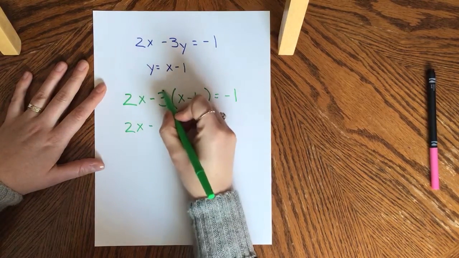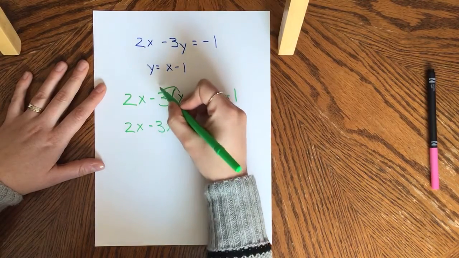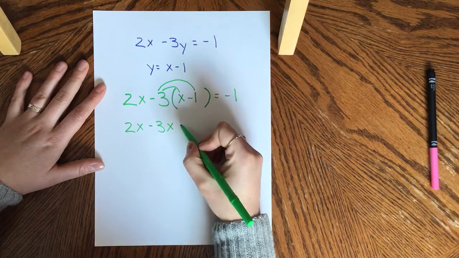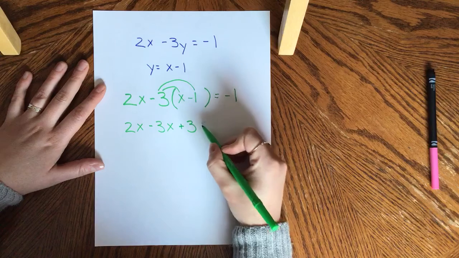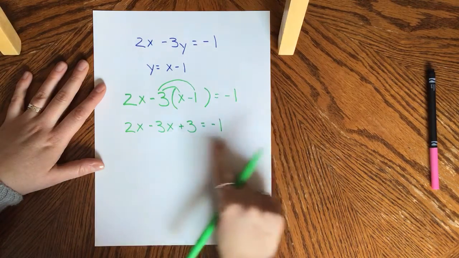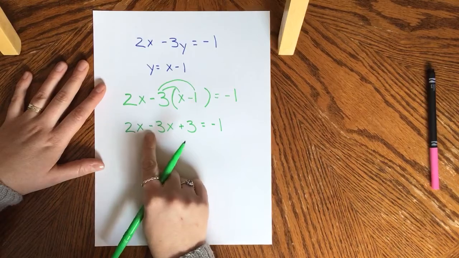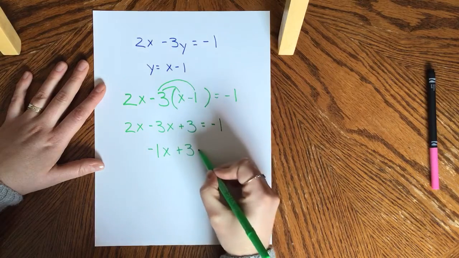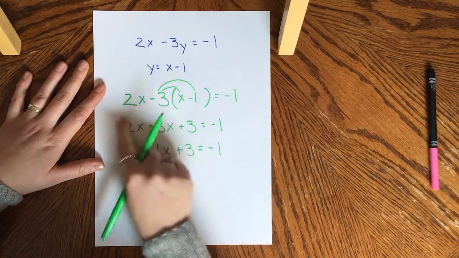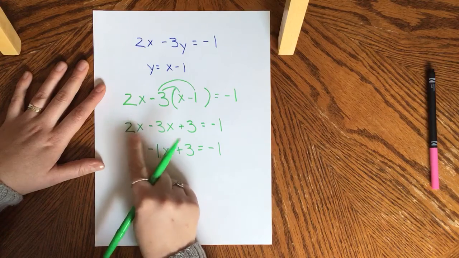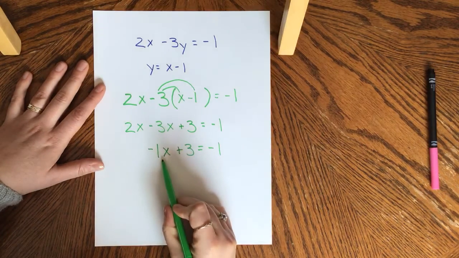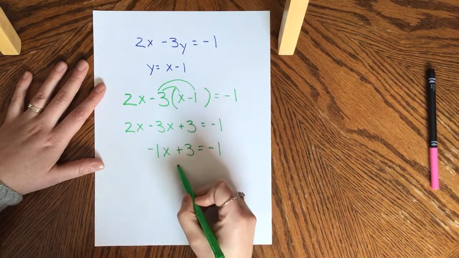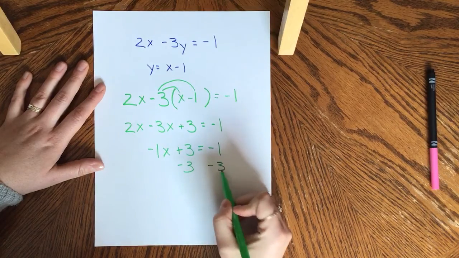2x minus 3x, and I have a negative 3 times a negative 1, which equals a positive 3. So now I have another problem: 2x minus 3x, that's negative 1x, plus 3 equals negative 1. I did this by combining like terms, 2x minus 3x. Now I have to get rid of this number right here so that I have this x by itself. So I'm going to subtract 3 from both sides.